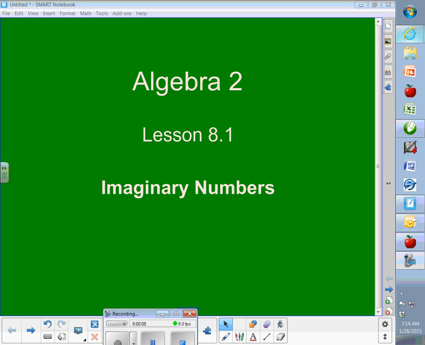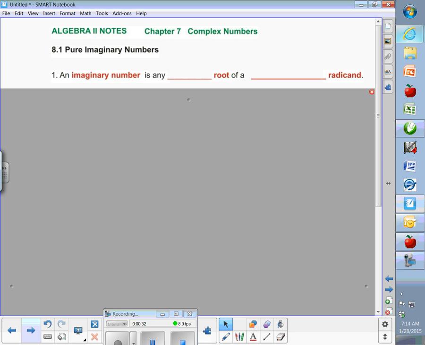All right, this is the first lesson of Chapter 8 for Algebra, and we're dealing with complex numbers in Chapter 8. And so 8.1 is imaginary numbers. And like always, the first lesson of any chapter is really going to set the tone and really going to be key and crucial in understanding the rest of the chapter. All right, so here we go. Pure imaginary numbers, 8.1.